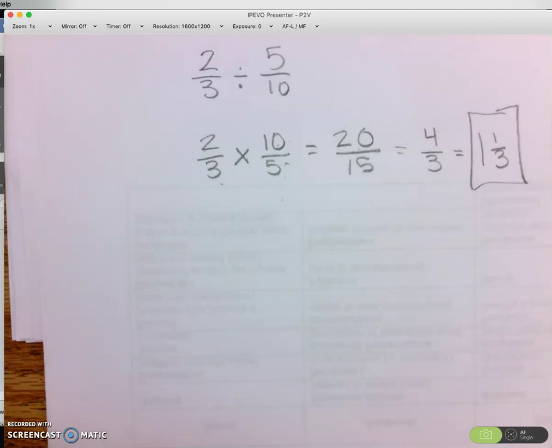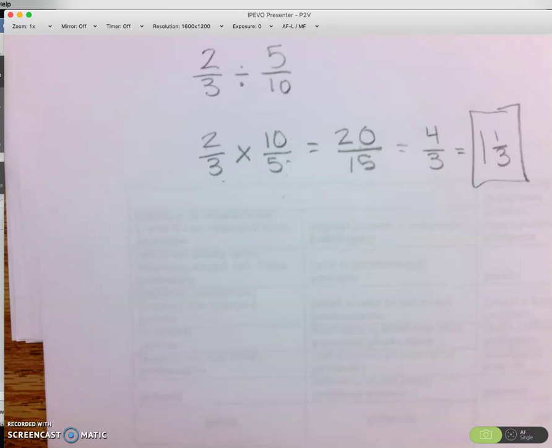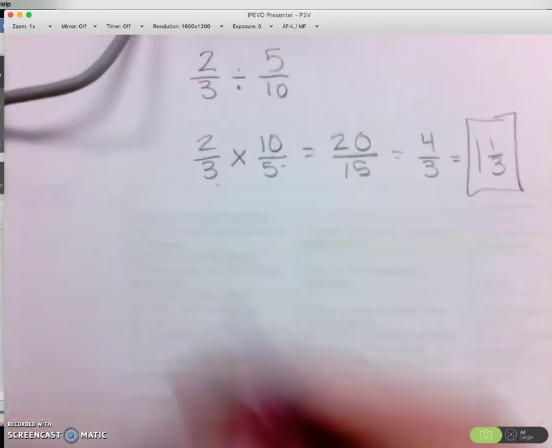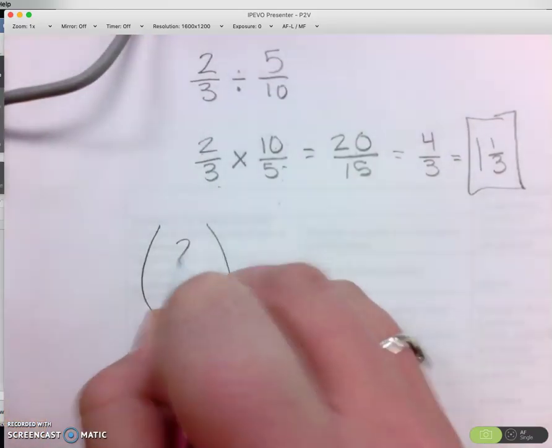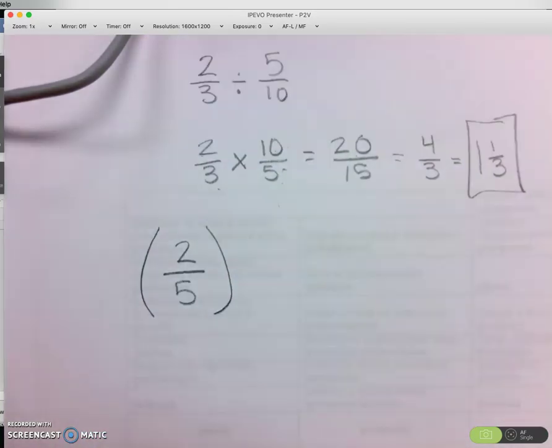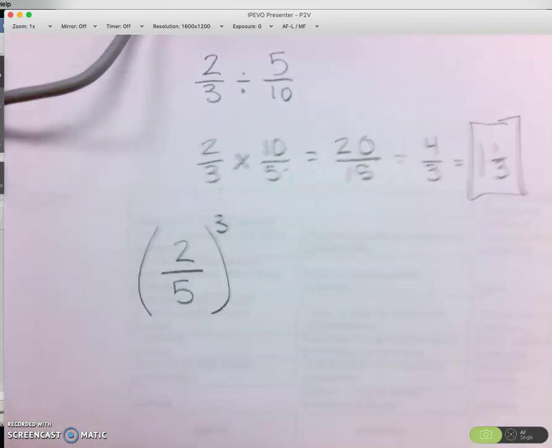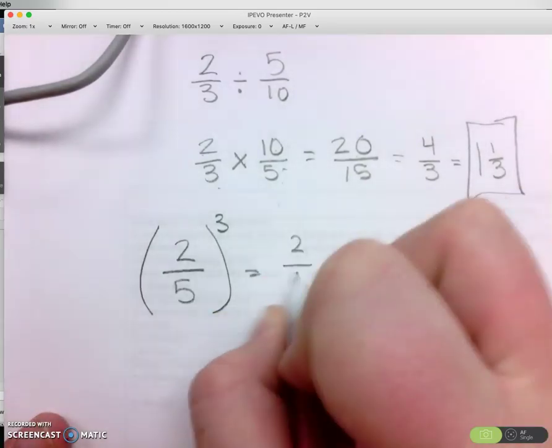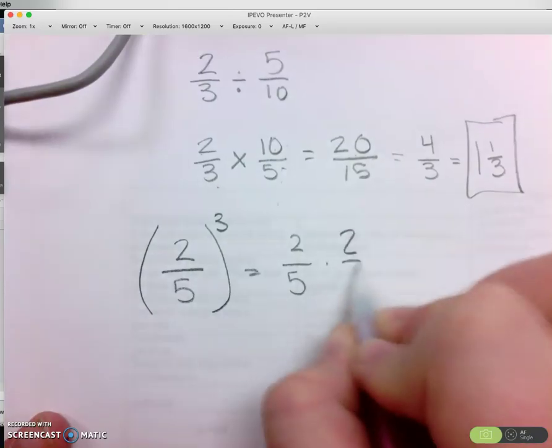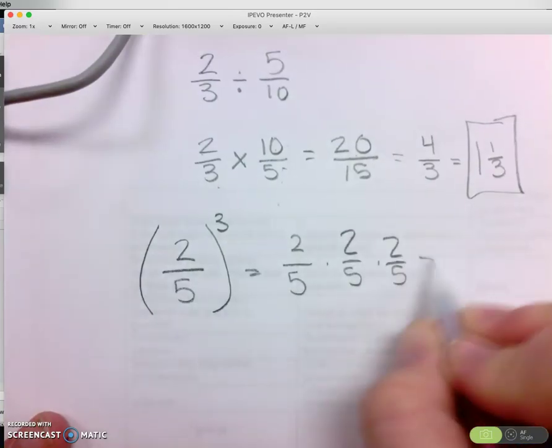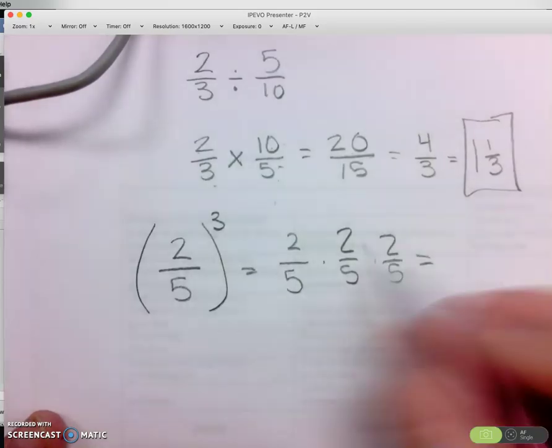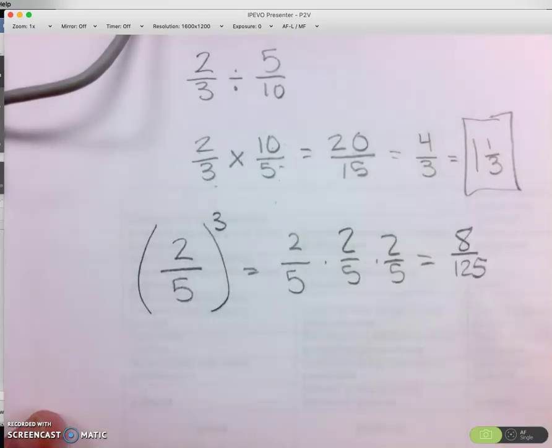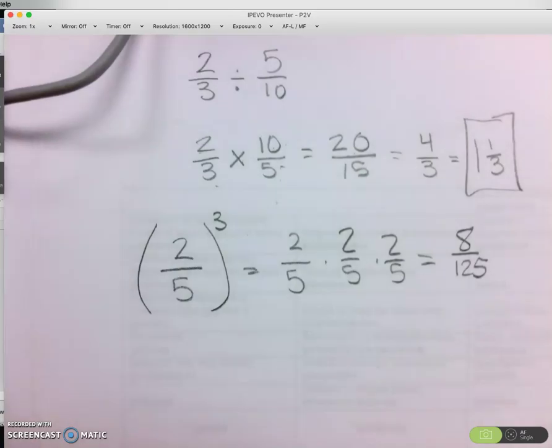Showing that work out. If I have a fraction, say 2/5, and I am cubing the whole thing, that means 2/5 times 2/5 times 2/5. So it would be 8 over 125. If you can simplify it, simplify it. 8 and 125 cannot be divided by the same thing. Right?